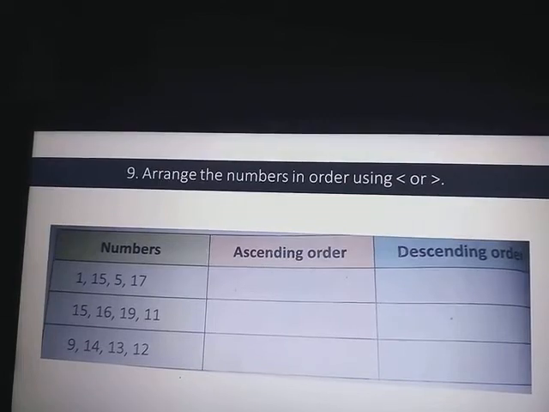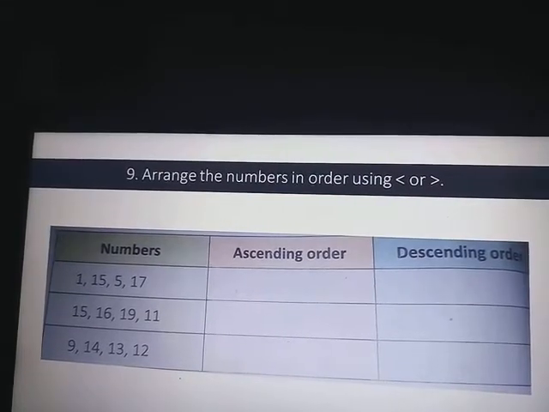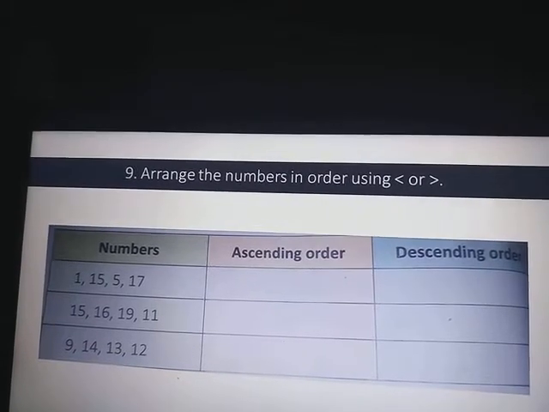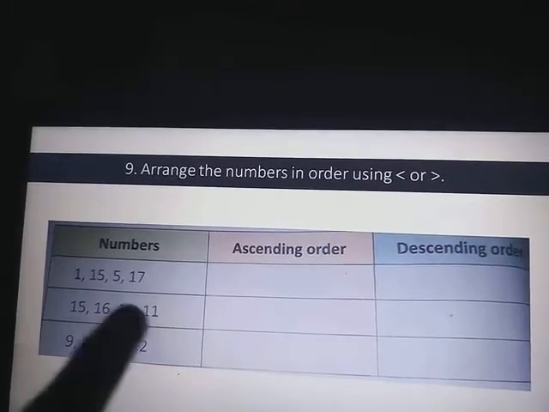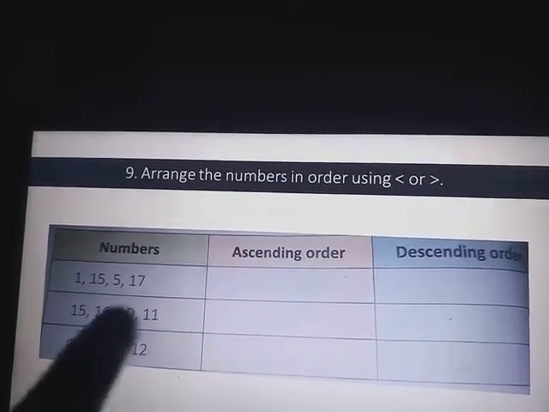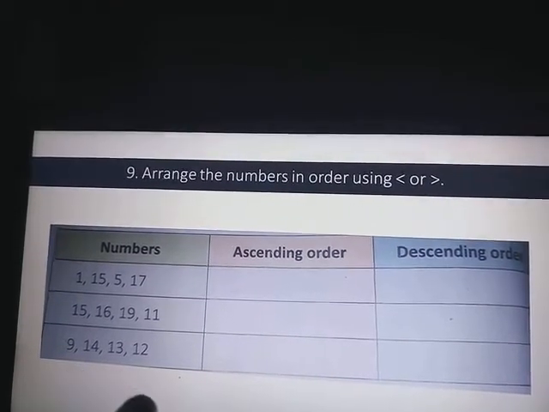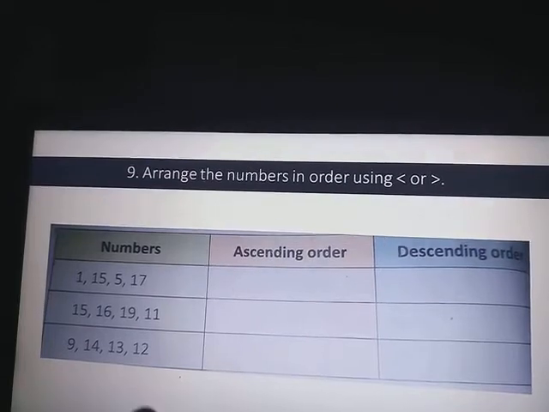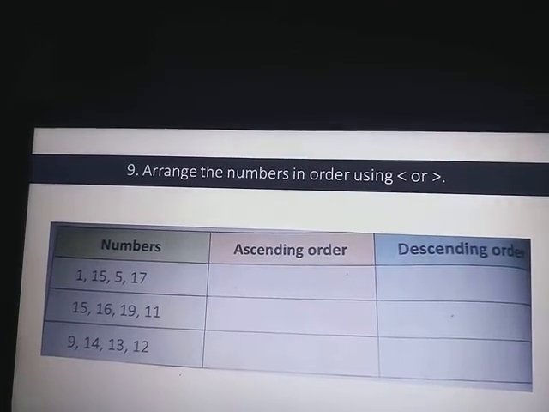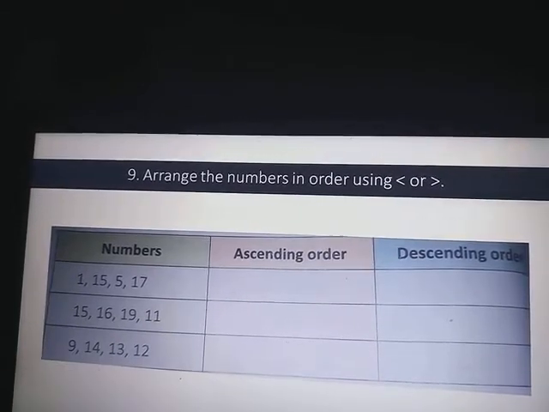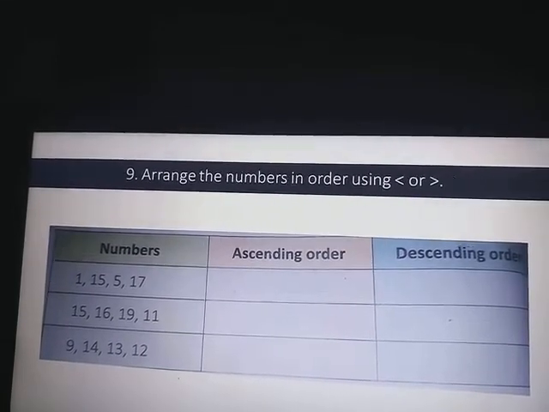Arrange the numbers in order using greater than or less than. You know how to arrange using greater than and less than. In ascending order, how do you have to write? Smaller to largest. So which sign will you use? You will use the less than sign. You know? So please revise it, okay?